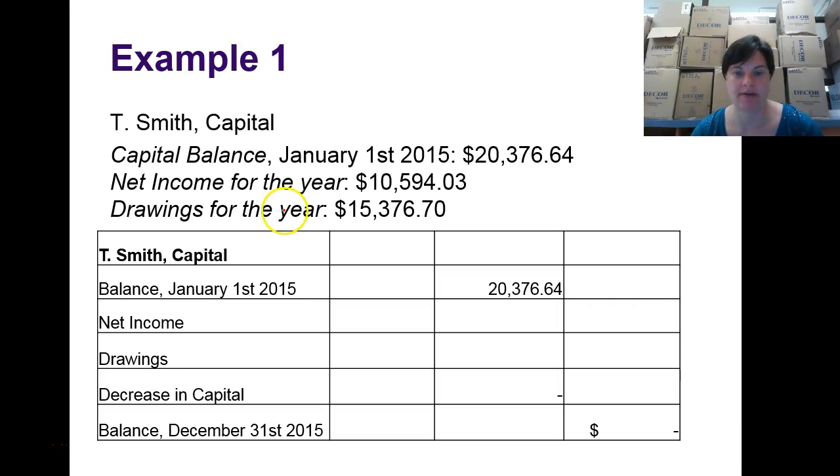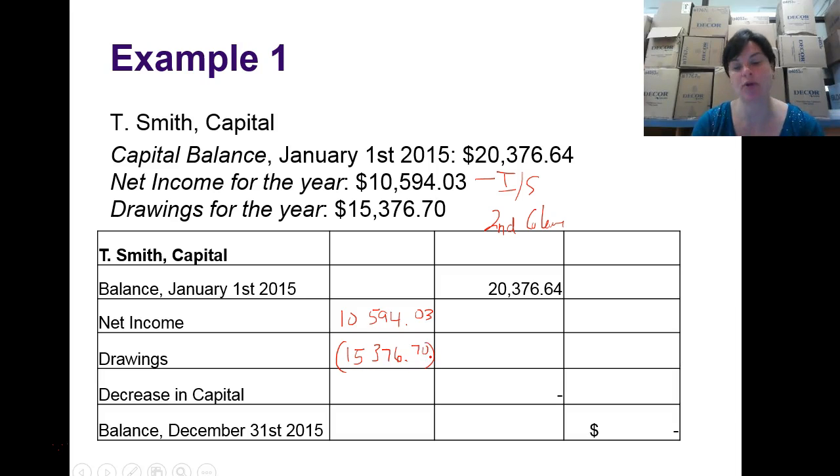So now we're going to look at a couple of examples. So here's an example for T. Smith Capital. And so the opening capital balance is $20,376.64. So that goes in the second column here. And in the first column, we're going to record the net income. That's this figure here, and it comes from the income statement. So $10,594.03. And our drawings, which is going to reduce capital, so we're going to put brackets around it.